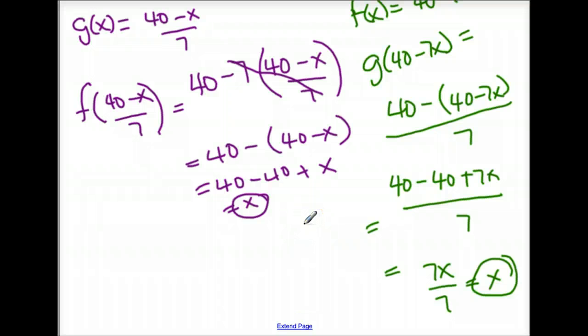So that's how, if both of these are equal to x, it means that these two functions are inverses of each other.